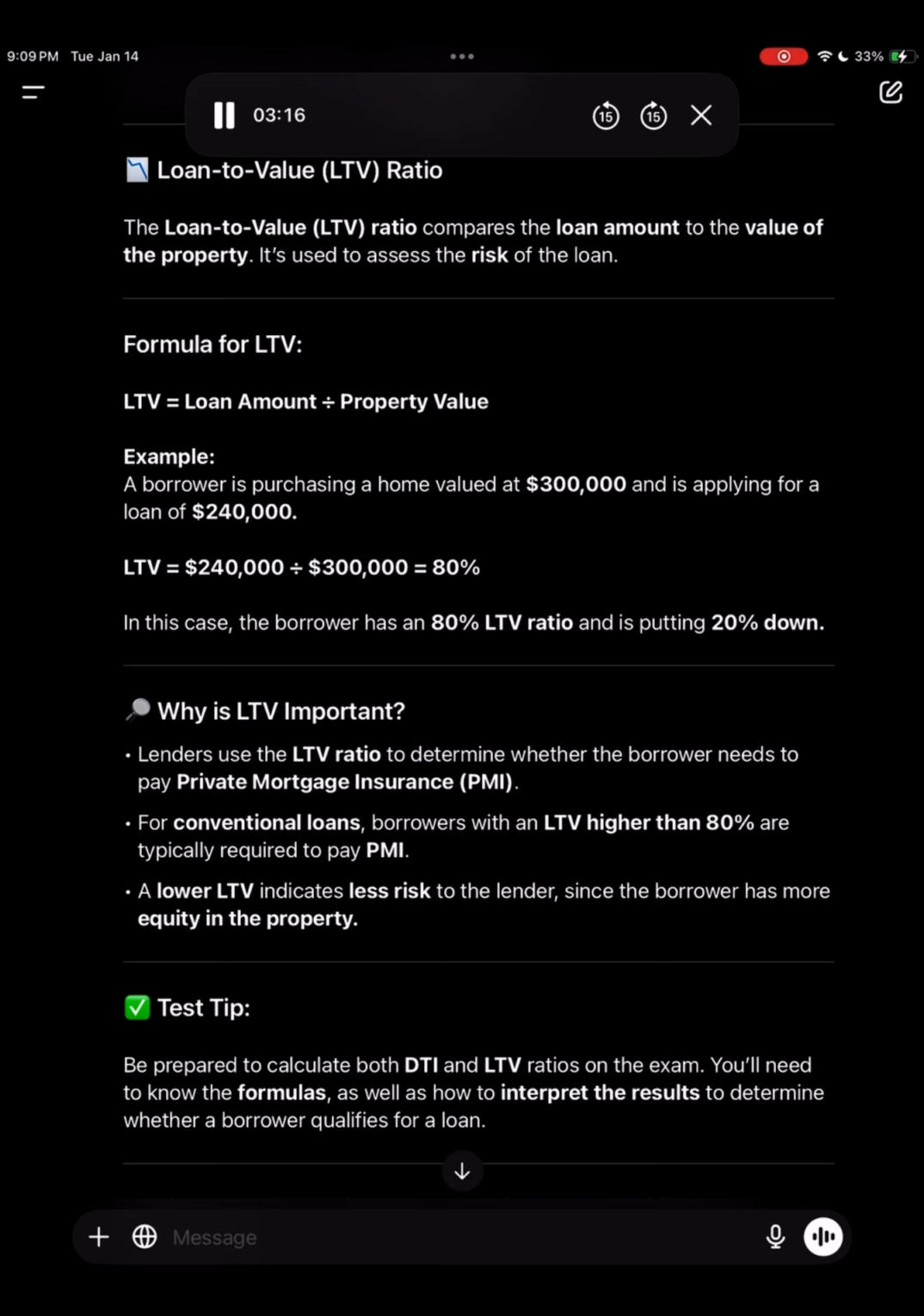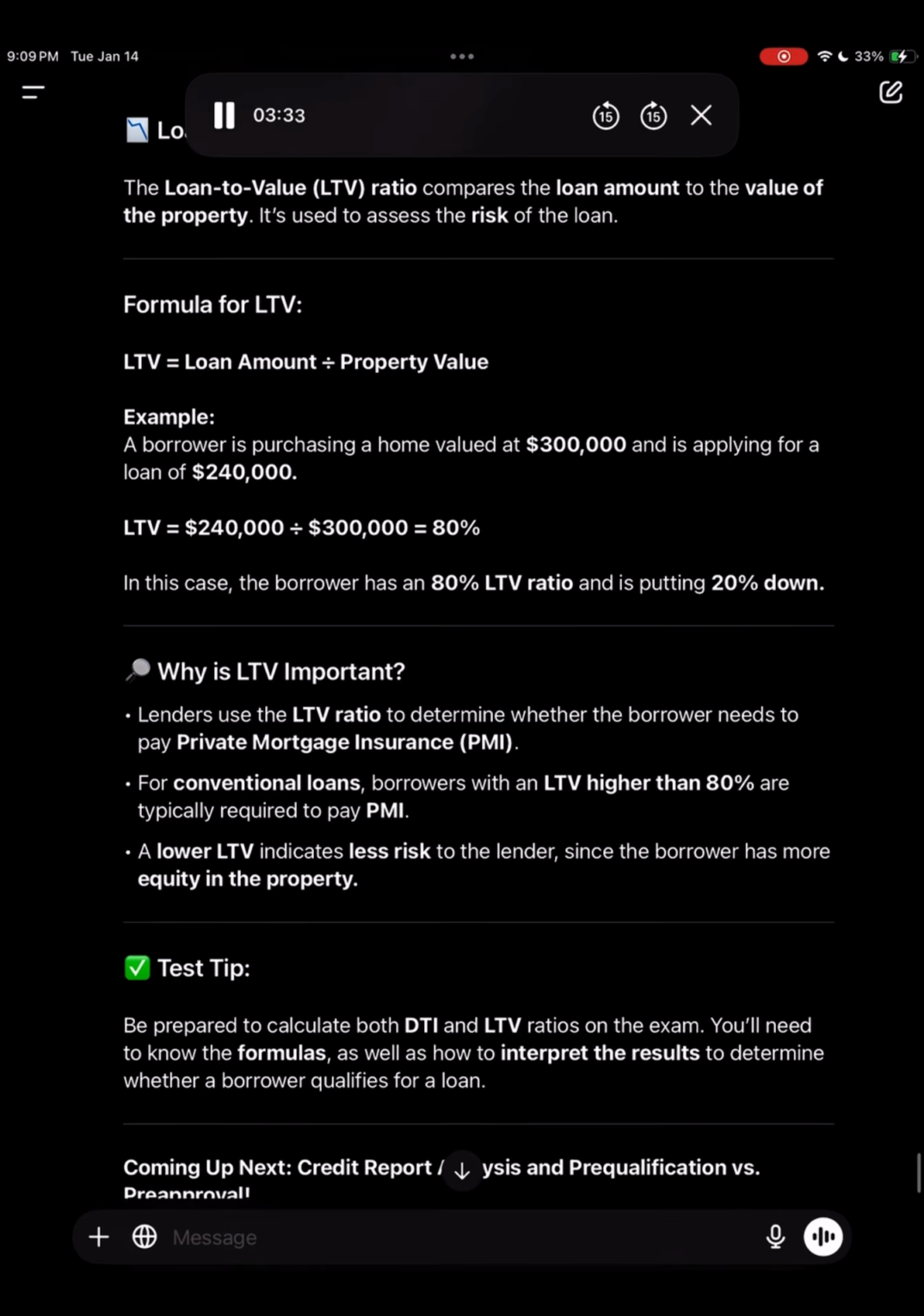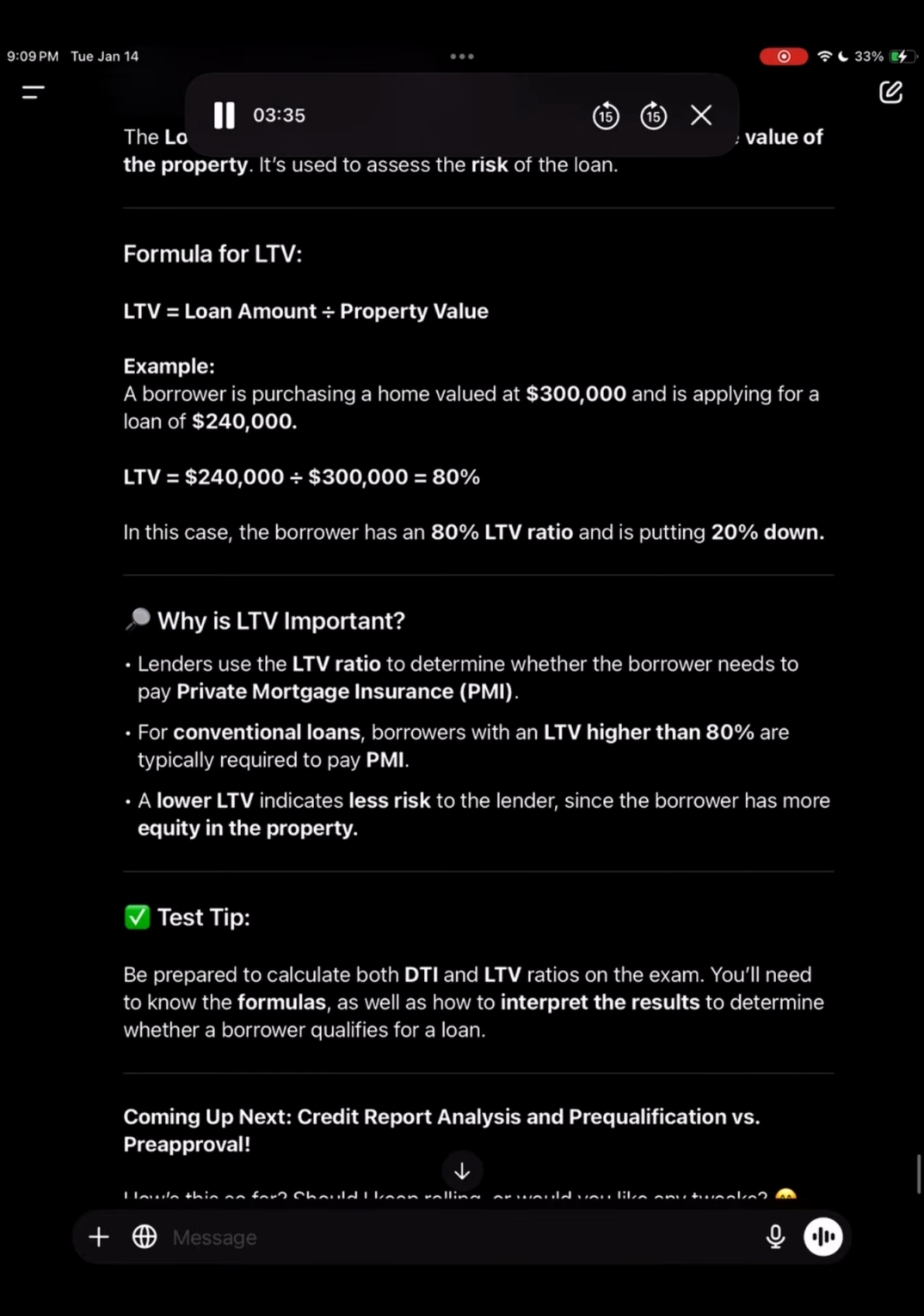LTV equals $240,000 over $300,000 equals 80 cents. In this case, the borrower has an 80% LTV ratio and is putting 20% down. Why is LTV important? Lenders use the LTV ratio to determine whether the borrower needs to pay private mortgage insurance, PMI, for conventional loans. Borrowers with an LTV higher than 80% are typically required to pay PMI.